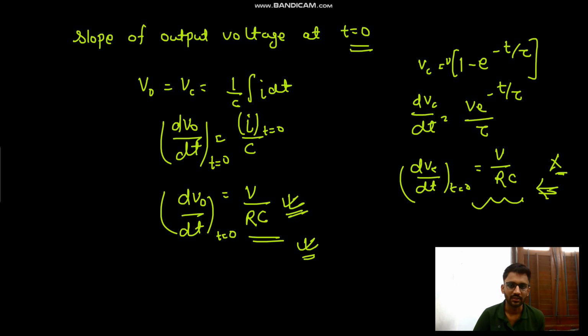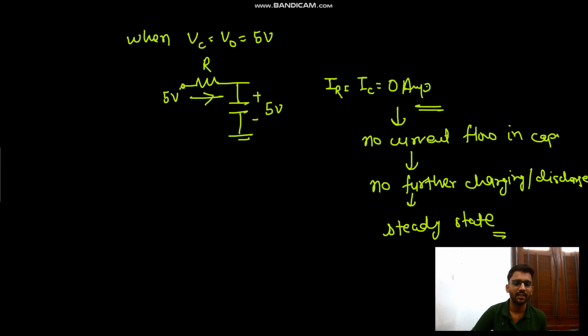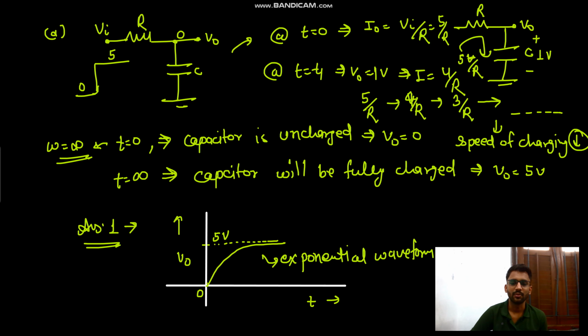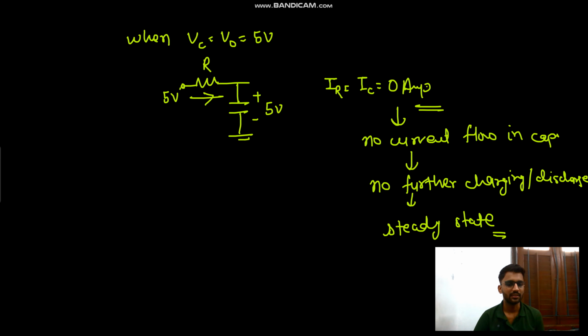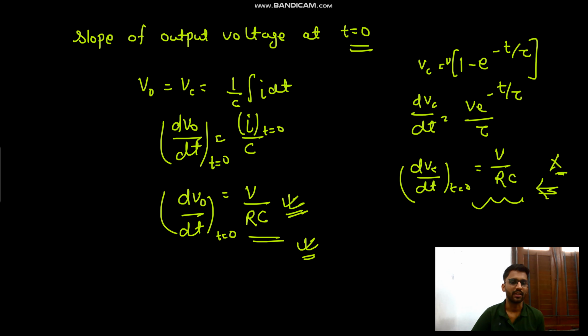This is the first interview question, and you shouldn't go by the approach of saying at t equals 0, V naught is 0, then it will be fully charged. You should tell the interviewer by this approach: initially the current is 5 by R, then slowly the capacitor starts charging and the current goes low, and because the current goes low the speed of charging gets low, so exponentially it will rise from 0 to 5 volt. At 5 volt there will be no current flowing through the capacitor, so there will be no further charging and discharging, and we will reach the steady state. That's how you should tell the interviewer.